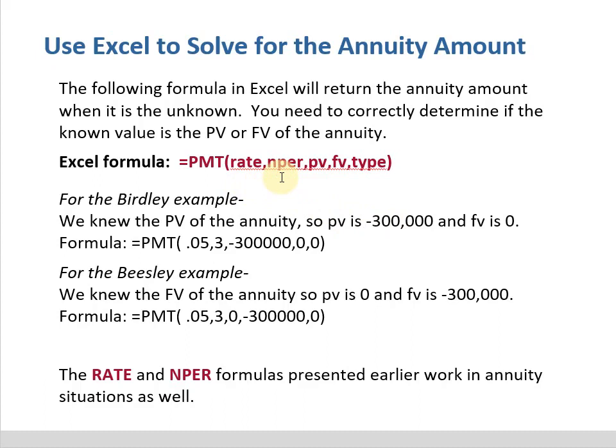In the Beasley example, we knew the future value of the annuity. So in that case, replace PV with the 0 and replace the future value with the minus 300,000, and you should get the same answer that we got a moment ago for the Beasley example. And as you can see at the bottom here, just a quick note, you can use the rate function and the number of period function when you have an annuity situation, just like you did when you had single sum situations.